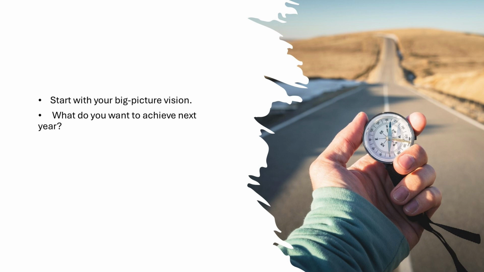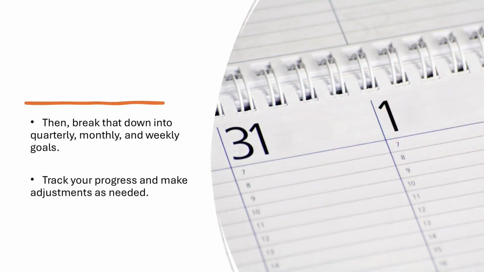If you want to implement this, what do you want to achieve next year? You ask yourself that question. Then break that down into quarterly, monthly, and weekly goals. Track your progress and make adjustments as needed. And be sure to put them on a calendar. If they are not on a calendar, you hardly can monitor them.